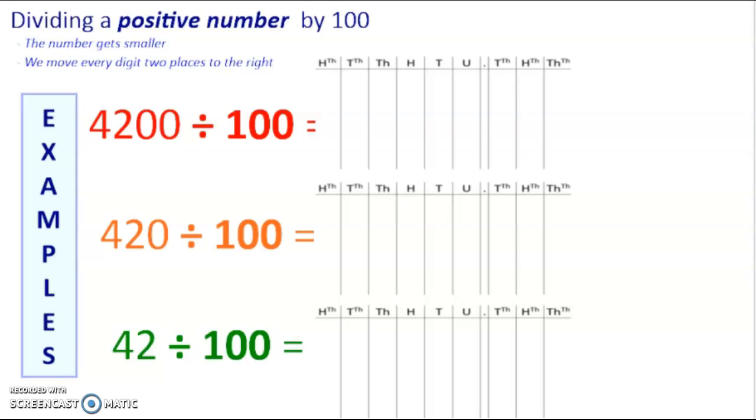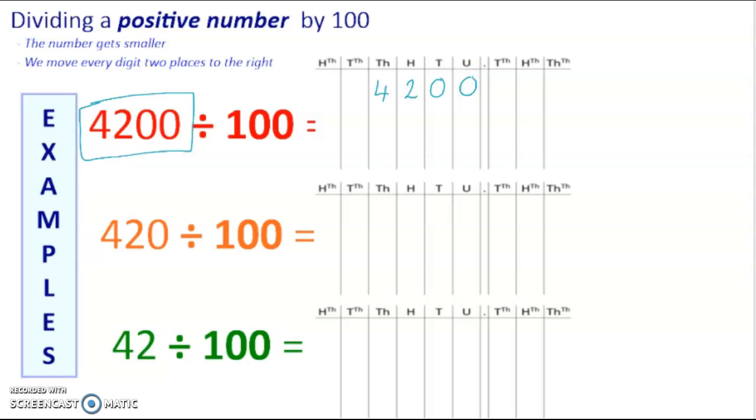So let's have a look at my 3 examples again. I'm going to use the same method of my place value chart. So my first example, a nice easy one, is 4,200. And I'm going to put that in my column headings. So the 4 goes in the thousands, the 2 goes in the hundreds, and I've got a 0 in the tens and the units as placeholders.